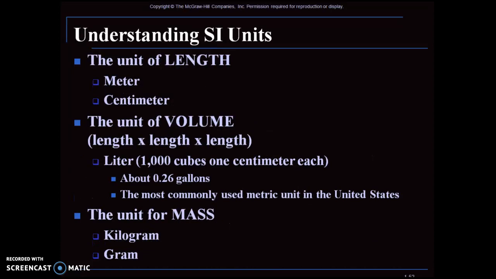Understanding of SI units. The unit of length is the meter or centimeter or many others we will see in the next few slides. The unit of volume, which is measured by length times length times length, is the liter: 1,000 cubes, 1 centimeter each, about 0.26 gallons. The most commonly used metric unit in the United States is the liter. The units of mass are the kilogram and gram.